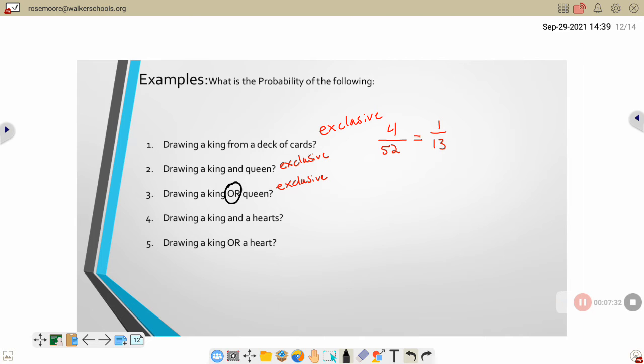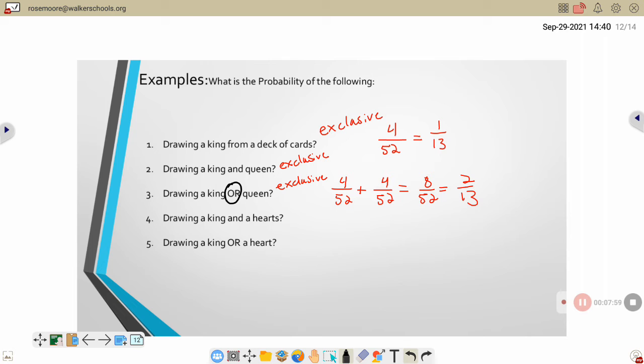All right? So what we're going to talk about here is drawing a king is 4 out of 52. And we'll add it to our drawing a queen, 4 out of 52. So our probability of doing that will be 8 out of 52, which would be the same as 2 out of 13. So this kind of question is what we did yesterday, okay, where you could do something or another.